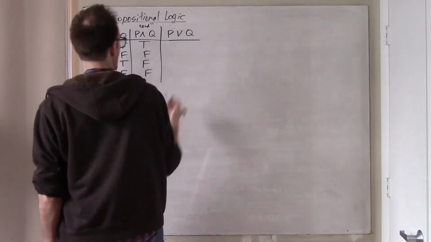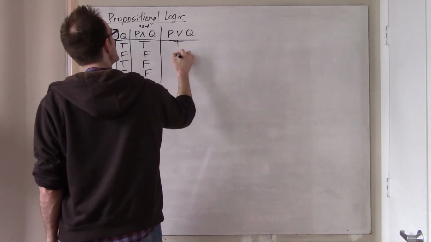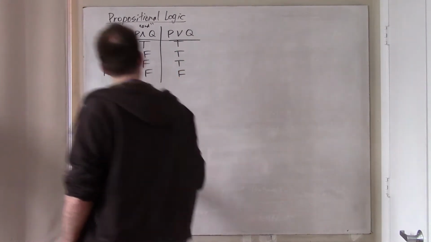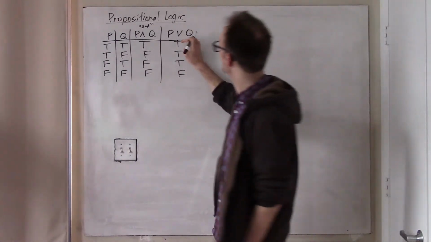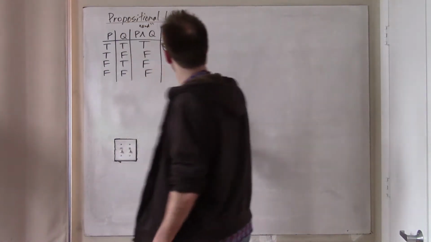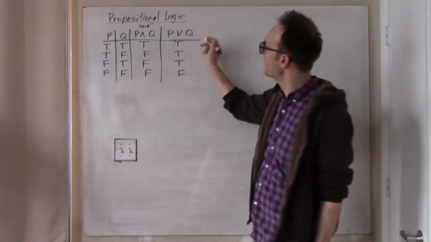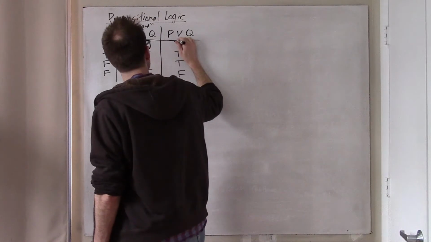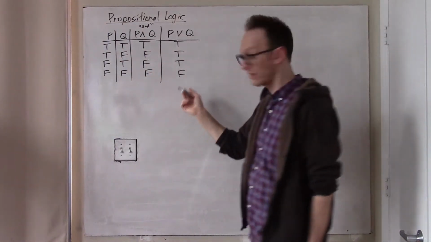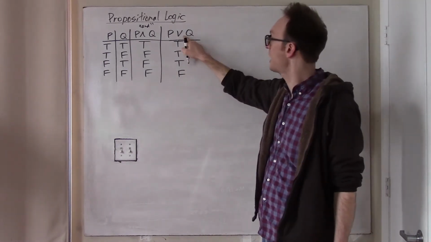Okay, the OR symbol we define like this: true, true, true, false. Once again, you can't argue with me, because it's just a definition. This is a symbol. It's a binary symbol, and the truth table I'm giving you right now is, in fact, the definition of this symbol.